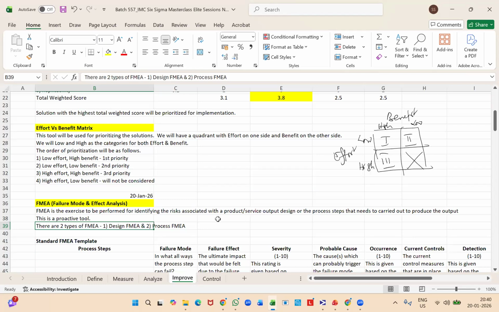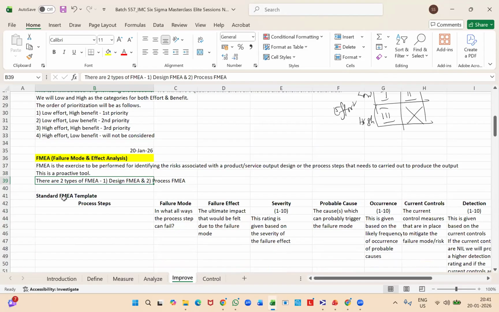But when we are identifying the risks associated with the various process steps that you would execute in a process, it will be called a process FMEA. Whether it is a design FMEA or a process FMEA, the template that we are going to use to fill in all our findings will be a standard one, except for the first column.